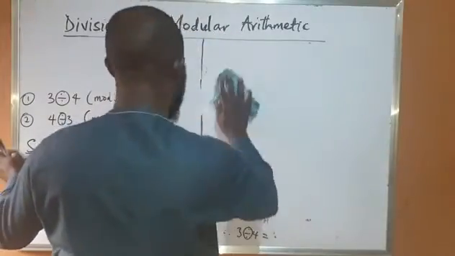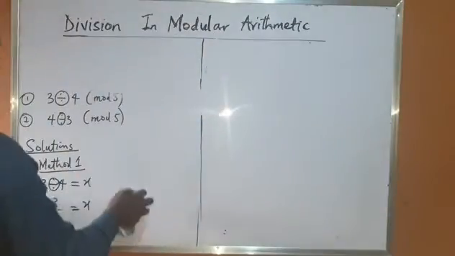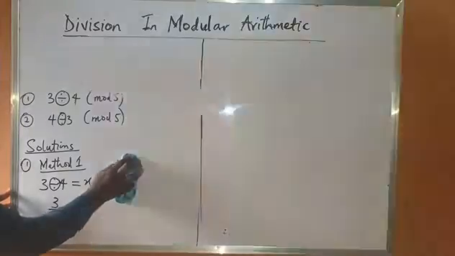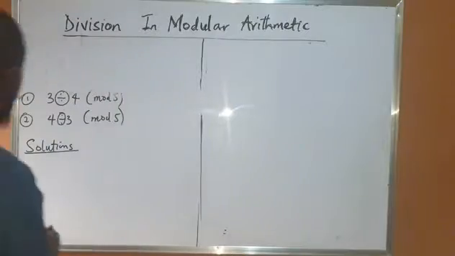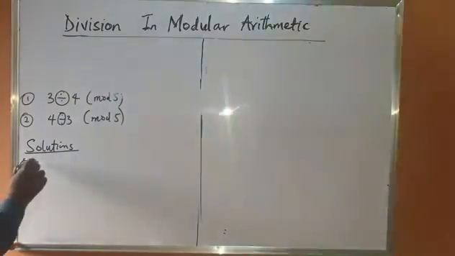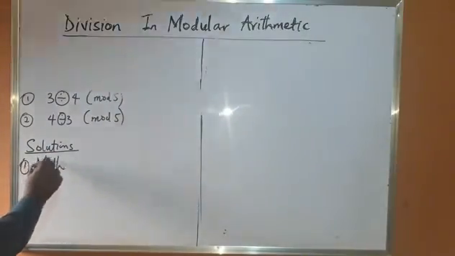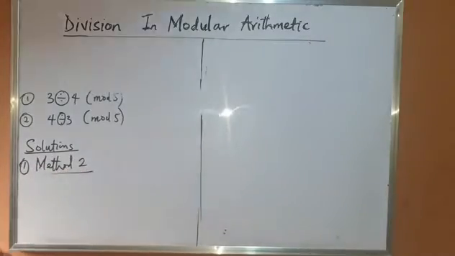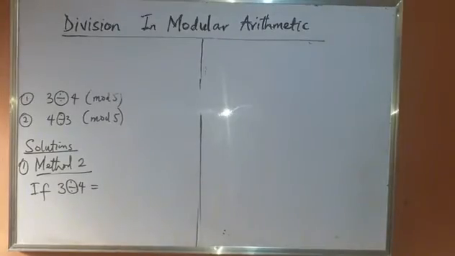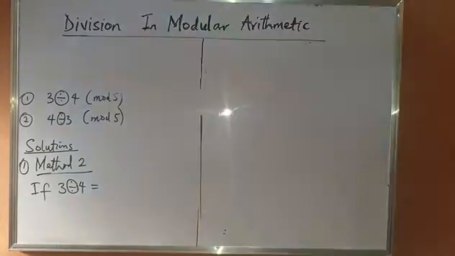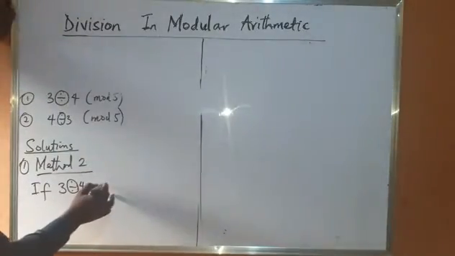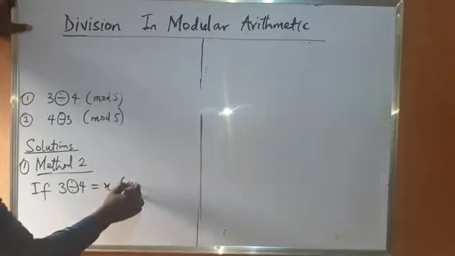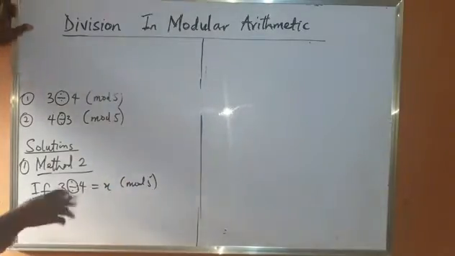Before the second question, we're going to look at method 2. So that's the first method, and now method 2. All right, for method 2, this is how we're going to do it. We have 3 divided by 4. Let it be x in mod 5. So we do the same thing.